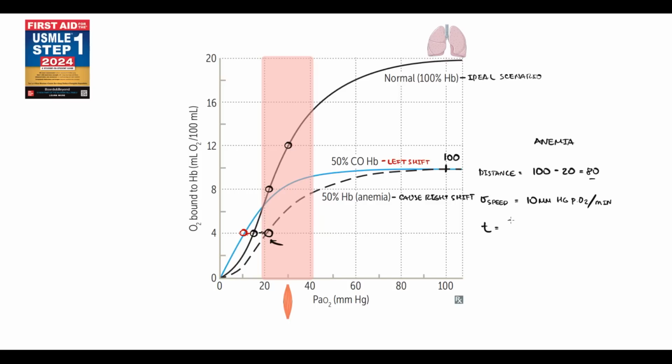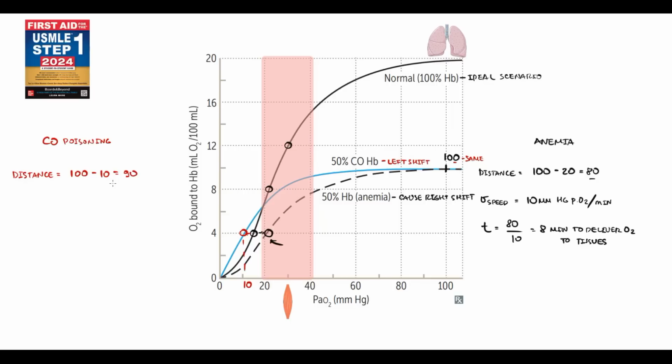So it takes 8 minutes for hemoglobin to transport 1 oxygen molecule to the tissues with 50% hemoglobin saturation, but without carbon monoxide. In case of carbon monoxide poisoning, hemoglobin picks up oxygen in the lungs, so it's the same, but the release of oxygen occurs at a lower partial pressure of oxygen due to the high affinity of hemoglobin for oxygen. So because of this, distance becomes larger.